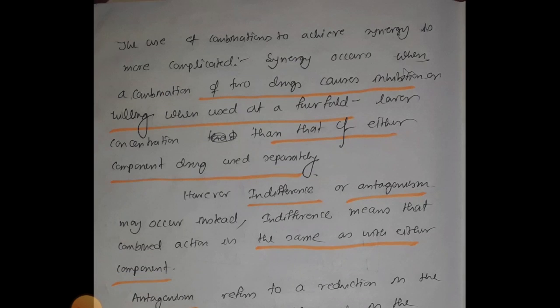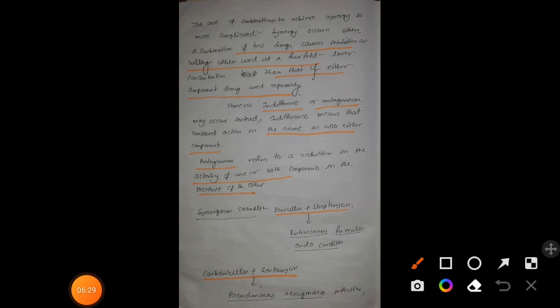Okay, so now we are going to discuss three things that can occur when we are using drugs in mixture. Okay, so let me write it here. The first thing that can occur is synergism, second is indifference, and the third one is antagonism. So we will discuss synergism, antagonism and indifference in very simple examples, then we will discuss the definition.